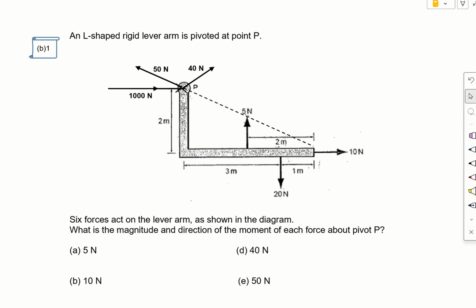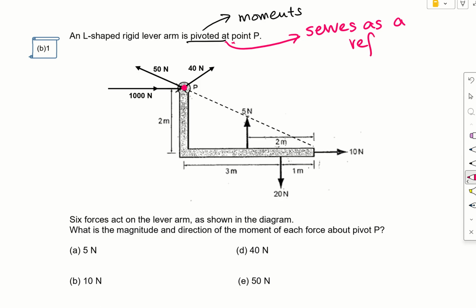B1, an L-shaped rigid lever arm is pivoted at point P. Pivoted at point P, this will cause us to think that we are dealing with moments. So very important, we need to identify where the pivot is. The pivot is here. Why is the pivot important? Because the pivot serves as a reference point. By serving as a reference point, we can determine the perpendicular distance of whatever force to the pivot.